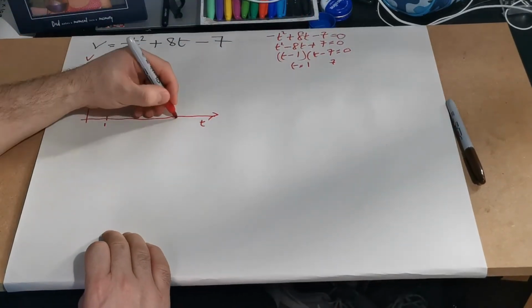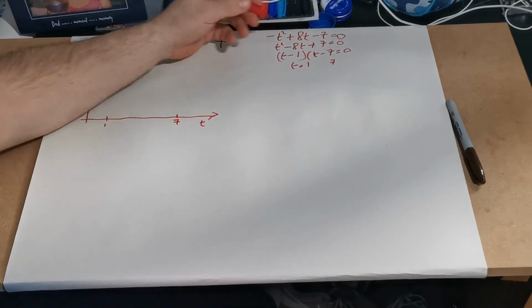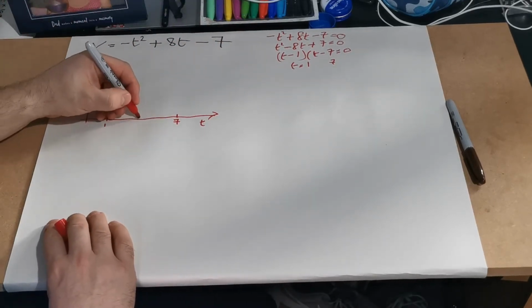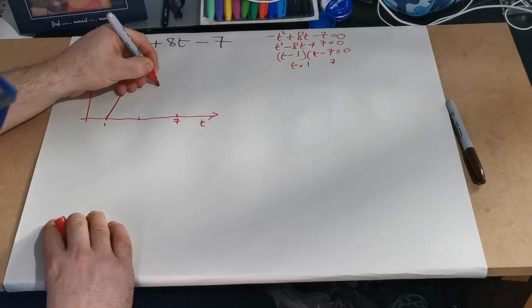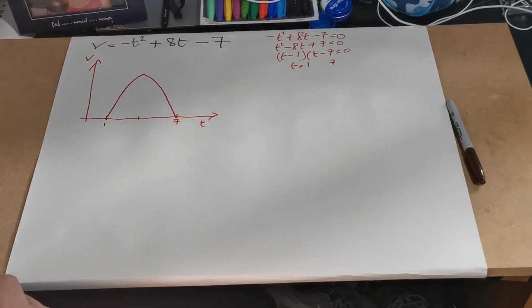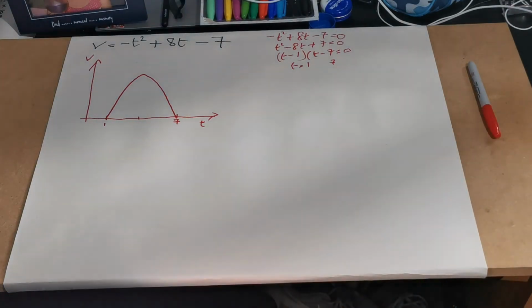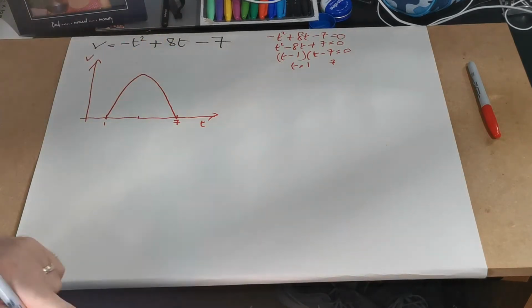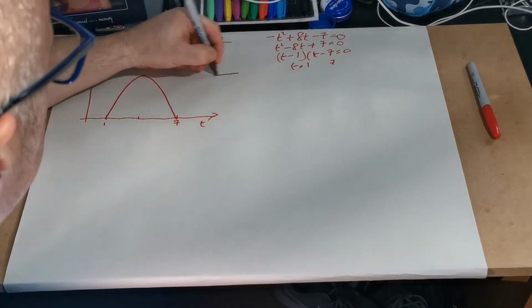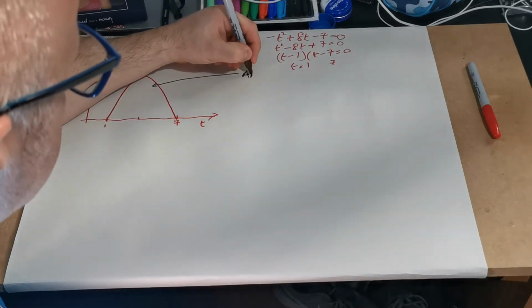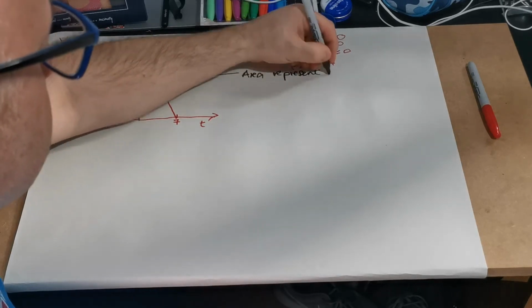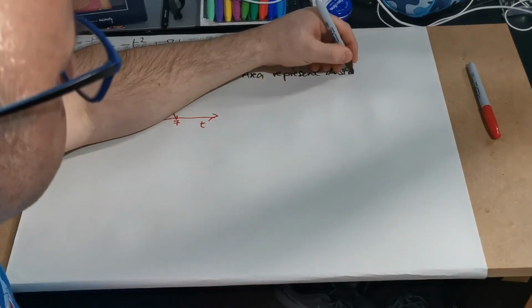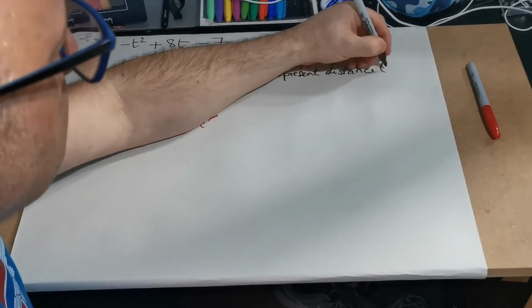So from 1 to 7. Now I can see it's a negative quadratic and it will be fairly symmetrical, so I think it's going to come like that. Now, from a velocity time graph, what you should know from GCSE is that the area underneath represents the distance travelled. And I'll call that the letter S.